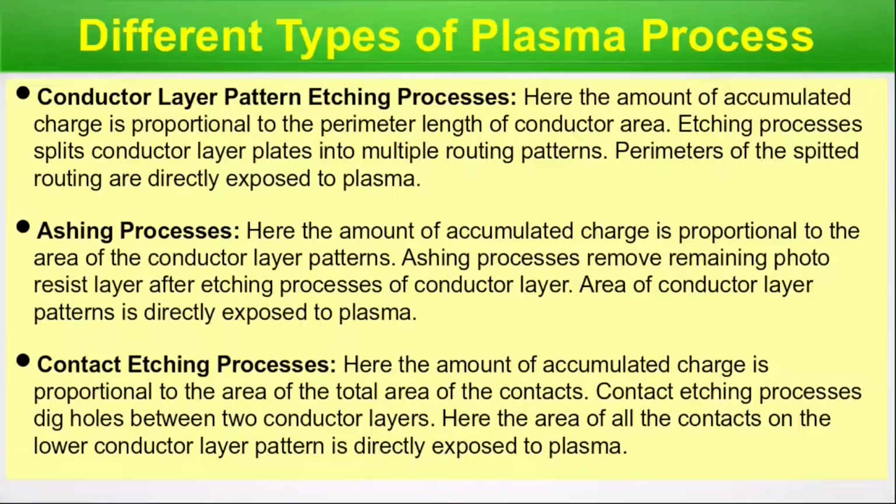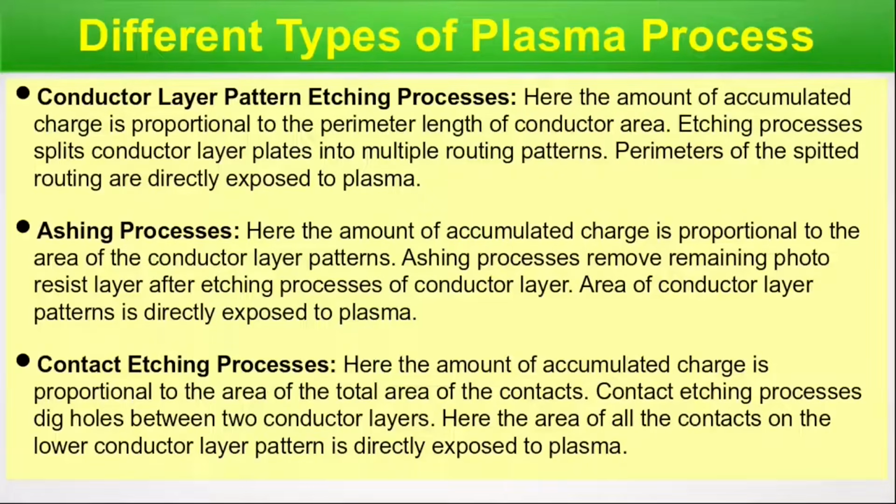Next, contact etching process. Here the amount of accumulated charge is proportional to the total area of the contacts. Contact etching process digs holes between two conductor layers. That means we have a metal 1, metal 2 stack, right? We have to dig a hole through it to make the via, right? So a particular etching process is used. Here the area of all the contacts on the lower conductor layer pattern is directly exposed to the plasma.